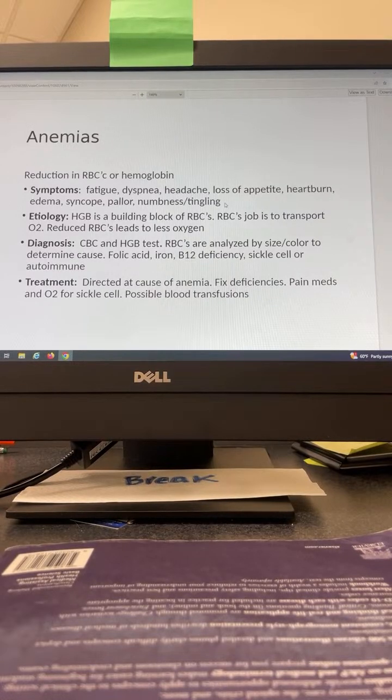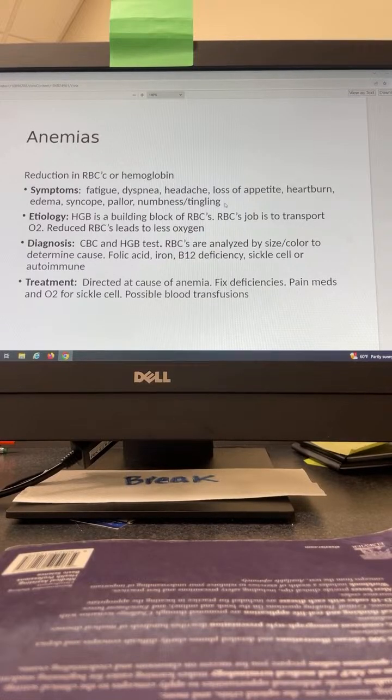A lot of deficiencies can cause anemias. Folic acid is one of them. Iron deficiency anemia is probably the most common that you've heard of, especially for women who are still of childbearing age and having menstruation, because they lose a lot of blood every month. So iron is related to that. B12 deficiency should ring a bell from pernicious anemia, with the autoimmune disease. With pernicious anemia, you didn't have enough B12, right? So that caused pernicious anemia.